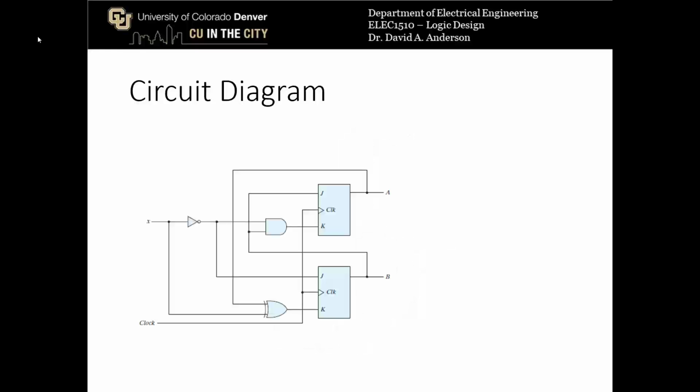So here we see a more complicated state machine circuit. This one uses JK flip-flops, and there are two of them. There's a single input X, and then there are two outputs, which are just the state variables A and B.